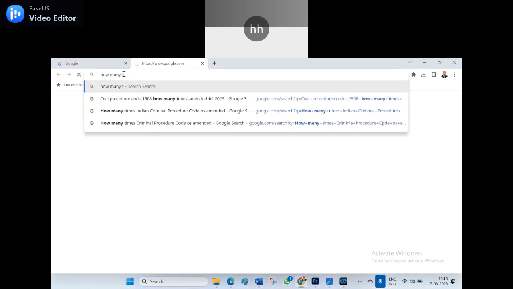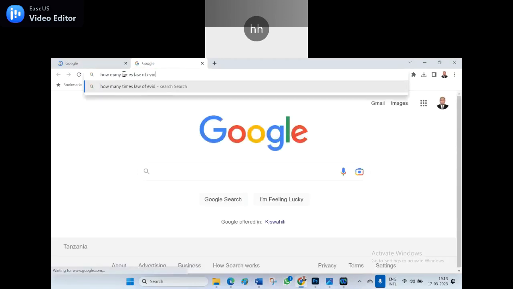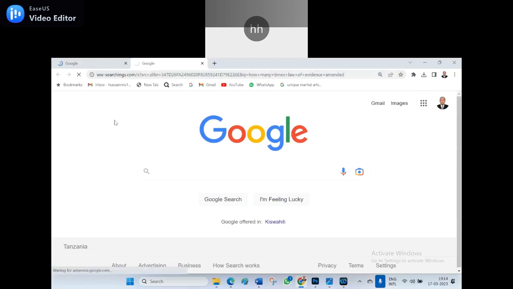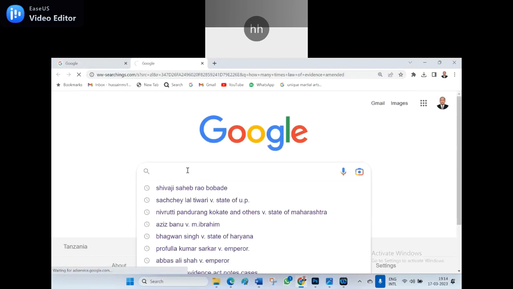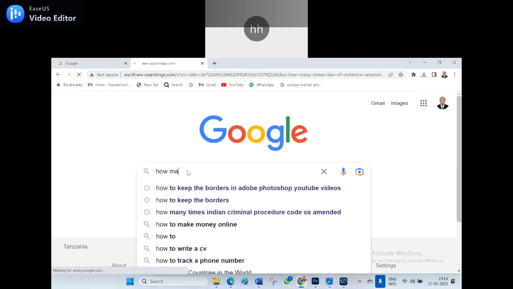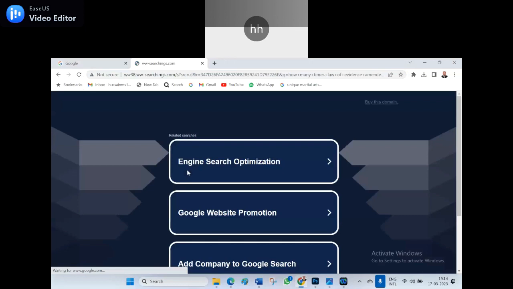How many times has the law of evidence been amended? Or what is the last amendment also? How many? Oh, it is giving some other result, Indian September Google website promotions. No, not this one. Hide window, cancel.